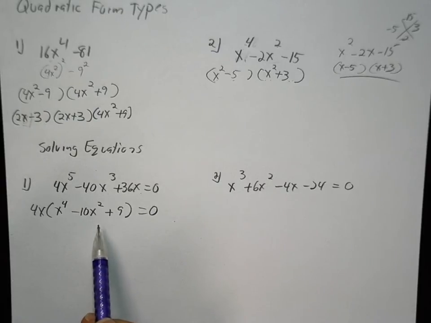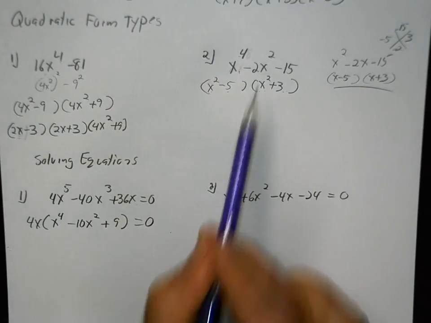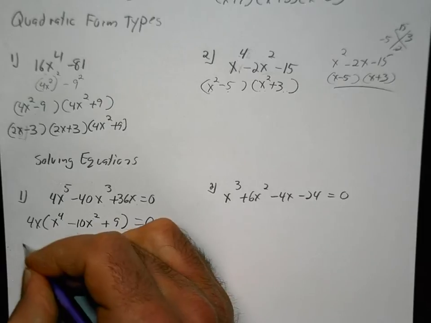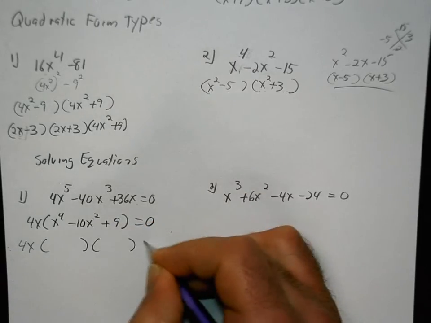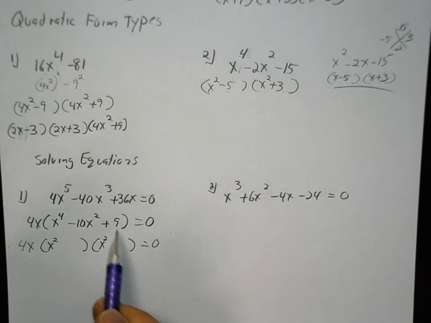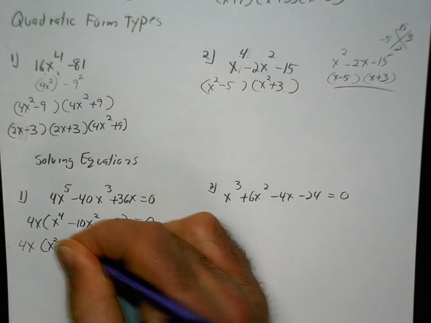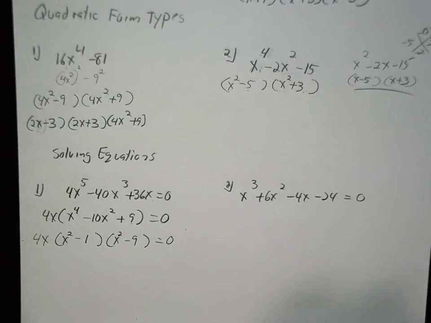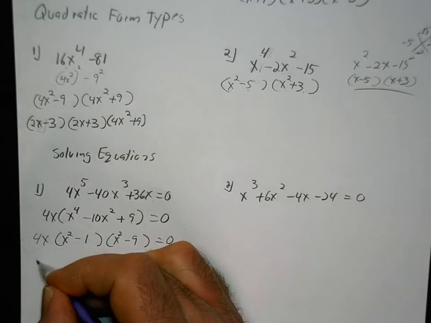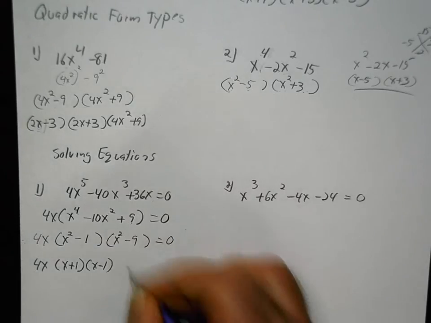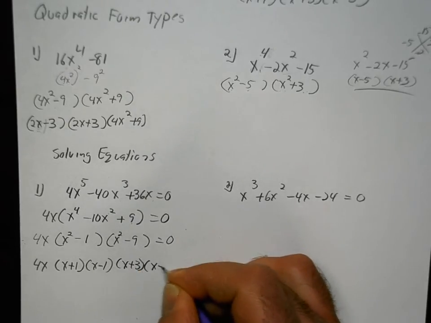Okay, now I have to look on the inside here. What kind of factoring is it? Well, it happens to be this last one here, this quadratic form type. This is half of this exponent, so it's just going to be a simple quadratic form type. So this is going to be an x squared and an x squared. Two numbers that multiply to get 9 that add up to negative 10 would be negative 1 times negative 9. So that's what I get there. We're not done now, because what are these? These are difference of squares. So that factors one step further. So that's x plus 1 and x minus 1. And this is x plus 3 and x minus 3.